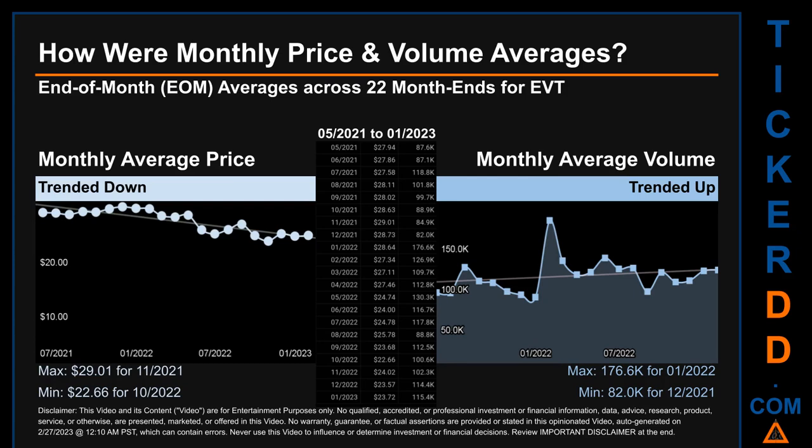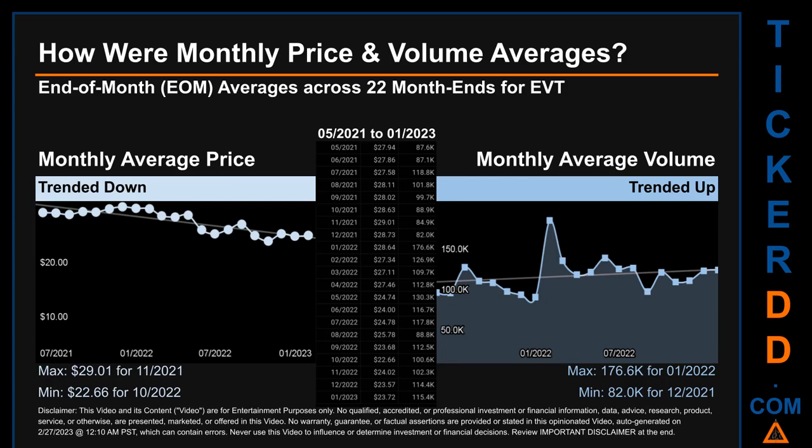How were price and volume averages for EVT? Across 447 trading days, there were a total of 22 month ends, of which monthly averages for daily price and volume were calculated. Overall, monthly price average trended down while monthly volume average trended up.